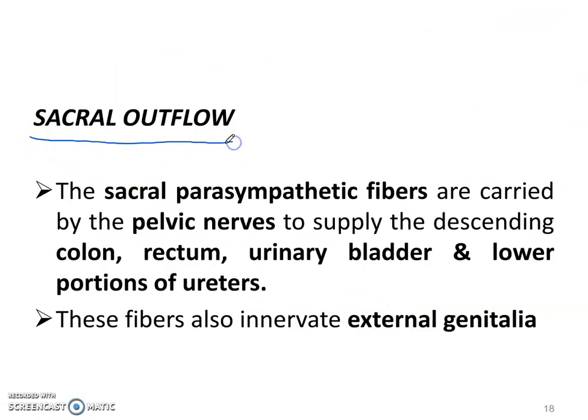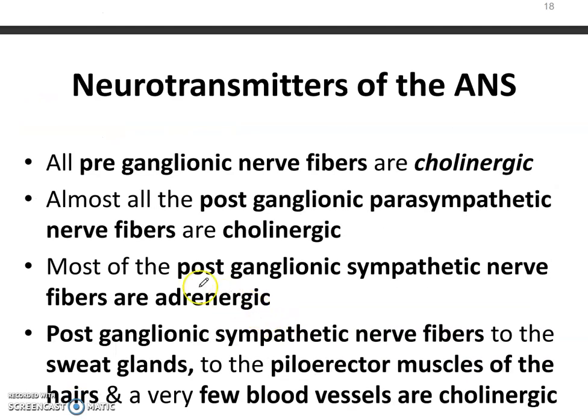The sacral outflow comes from the sacrum. The sacral parasympathetic fibers are carried by the pelvic nerves to supply the descending colon and rectum. Basically, the sacrum is the lowest part before the coccyx, and it is supplying the colon, rectum, urinary bladder, and the lower portions of the ureters. These fibers also innervate the external genitalia.